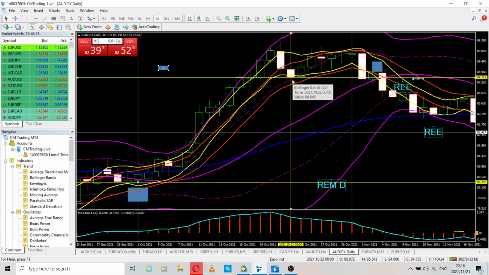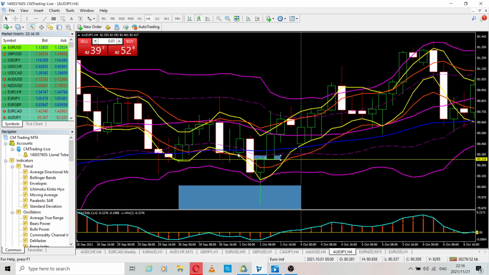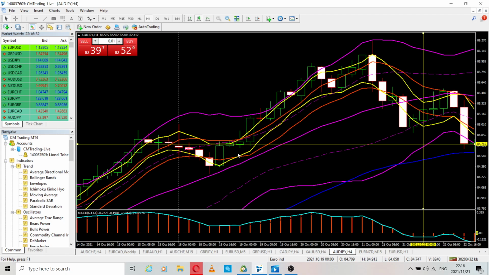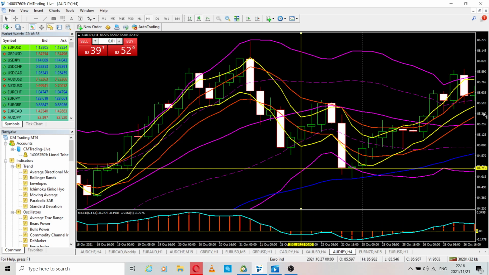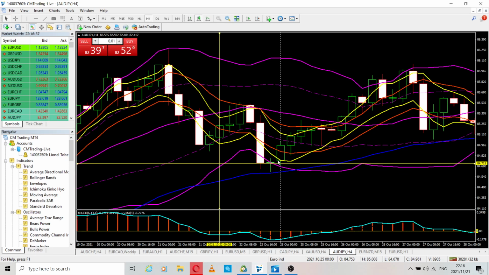So now it touched there, it closed. Then we look for extreme and other things on 4 hour. When you go to 4 hour, you can look at how many. We look at 6 candles: 1, 2, 3, 4, 5, and this was the 6th candle there. As you can see, the 6th candle gave us the extreme right there.